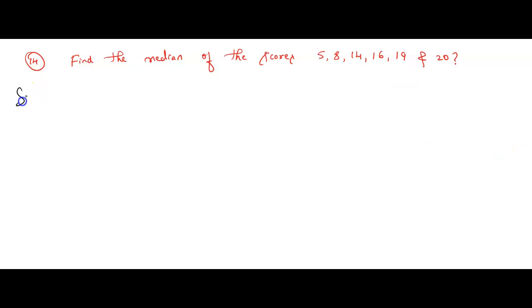See, the solution. What should we find, children? We need to find the median of this, right? Good. First you arrange the given numbers in ascending order. Check whether it is in ascending order or not. Yes, 5, 8, 14, 16, 19, 20. Yes, already it is in ascending order. Here, please remember this logic that I am showing. Since it is a 1 mark question, you need not show any calculations. Directly you have to write the answer.